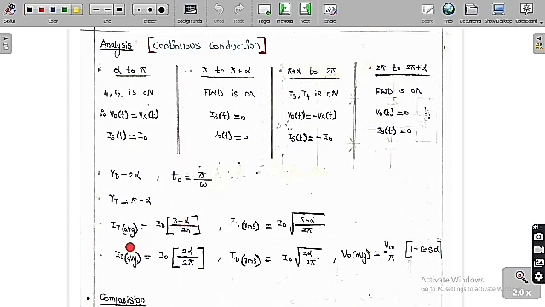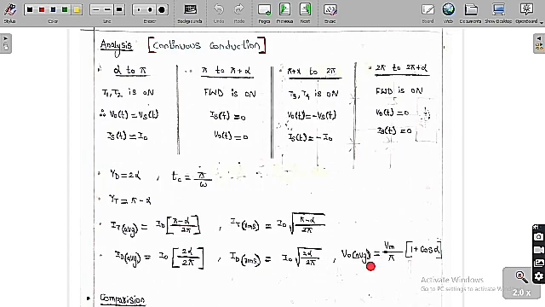Now I want to find the thyristor average current. The thyristor conducts only from alpha to pi, so the average current is I0 into pi minus alpha by 2 pi. The RMS value of thyristor current is I0 into square root of pi minus alpha by 2 pi. The diode average current is I0 into 2 alpha by 2 pi, and the RMS value of diode current is I0 into square root of 2 alpha by 2 pi.